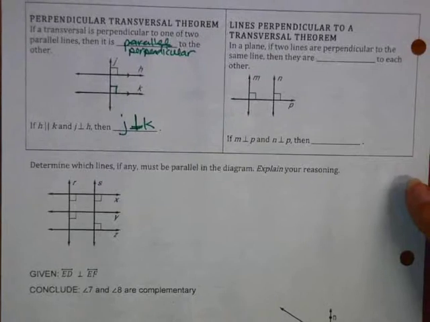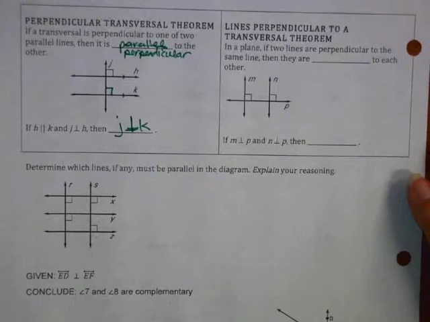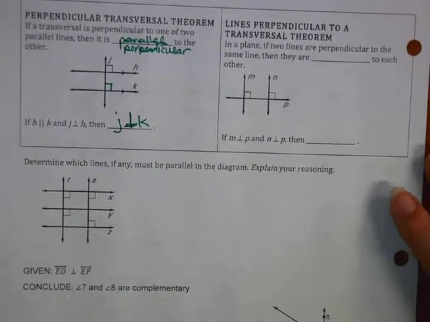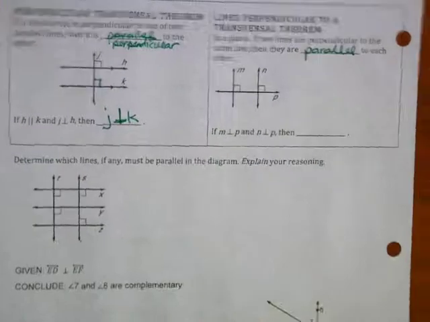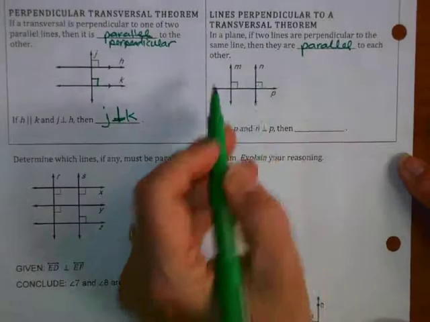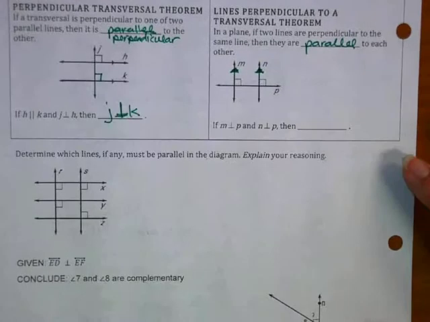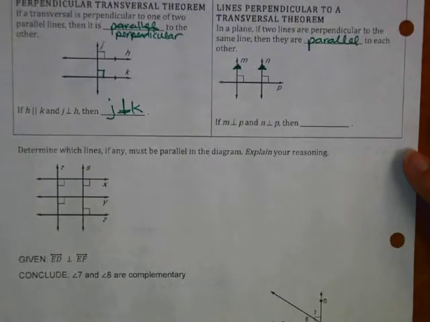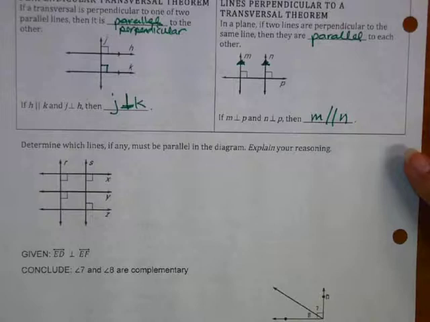All right, lines perpendicular to a transversal theorem. So it's kind of the flip-flop. In a plane, if two lines are perpendicular to the same line, then they are parallel to each other. Right here, these two lines are perpendicular to the same line, so I can put these little triangles on here to show that they are parallel. If M is perpendicular to P and N is perpendicular to P, then M is parallel to N.